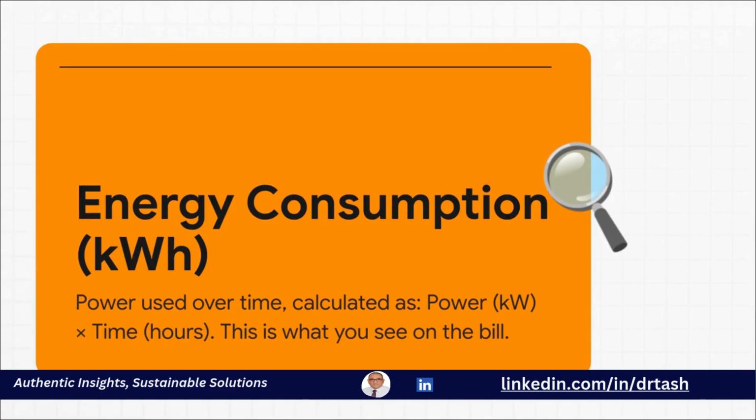What really matters is energy. Energy in kilowatt hours is simply your average power draw over a period of time. Power in kilowatts times hours of operation. This is the unit that shows up on the utility bill. This is what the client pays for.